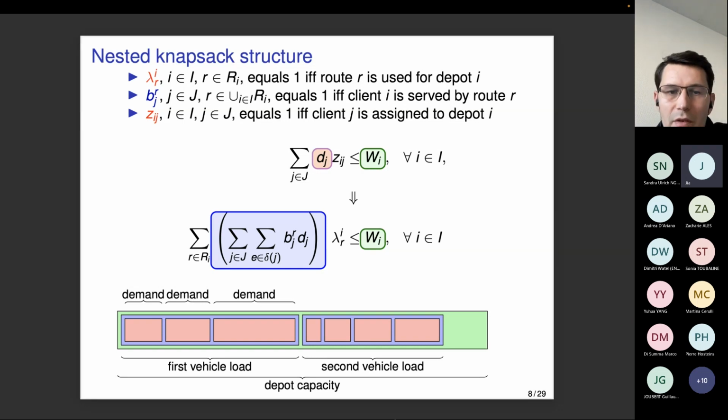We can represent this constraint in two equivalent ways: either using the z variables, the assignment variables, or using the route variables, the lambda variables. And so then we have these two knapsack constraints, and we can actually use standard knapsack inequalities for both of them. But we claim that the knapsack inequalities based on the second constraint, which uses lambda variables, would be stronger than the first. So what we're going to do is generate knapsack inequalities for the constraint which is expressed with the lambda variables.